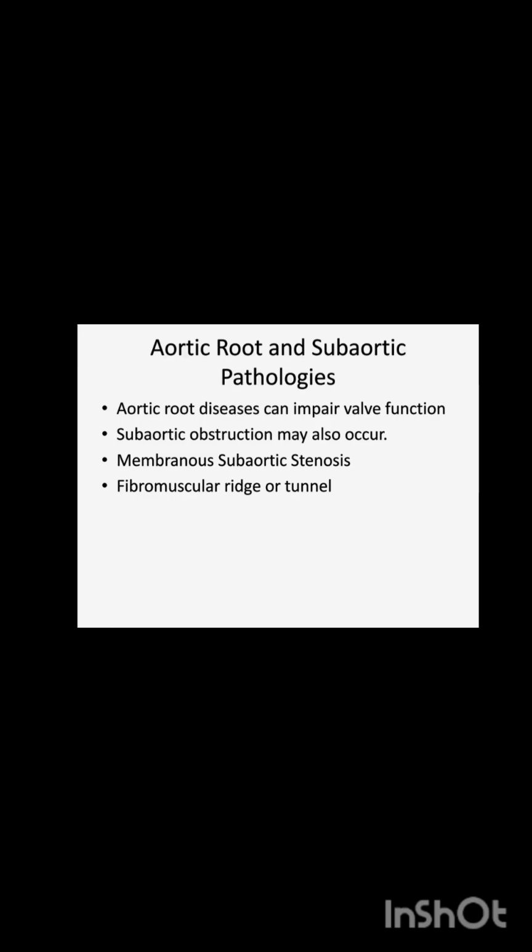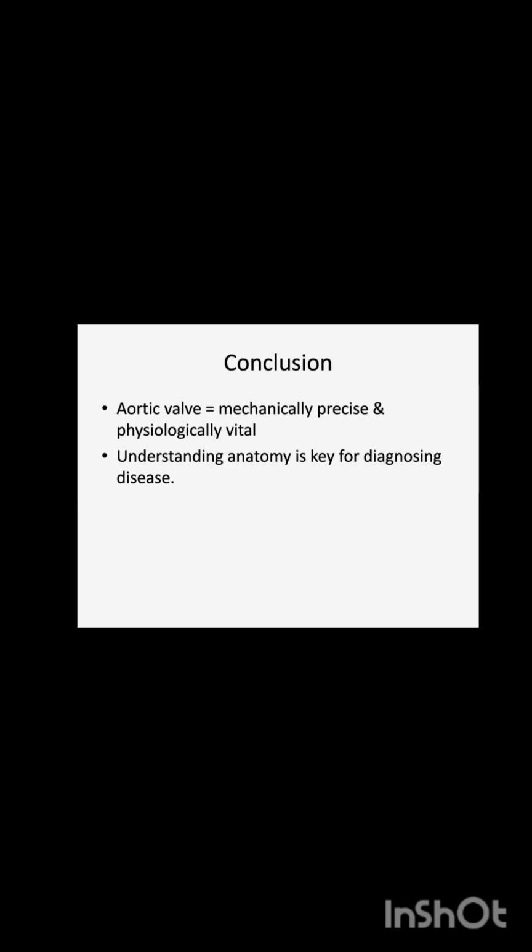Aortic root and subaortic pathology also occur. Aortic root disease can impair valve function. Subaortic obstruction may also occur: membranous subaortic stenosis, fibromuscular ridges, and tunnels also impair valve function. The aortic valve is mechanically precise and physiologically vital. Understanding the anatomy is key to diagnosing the disease.